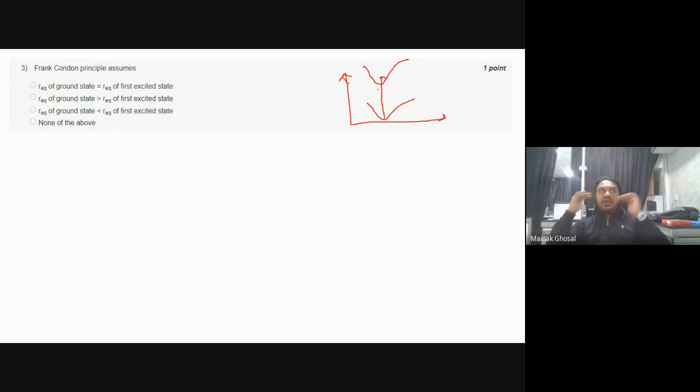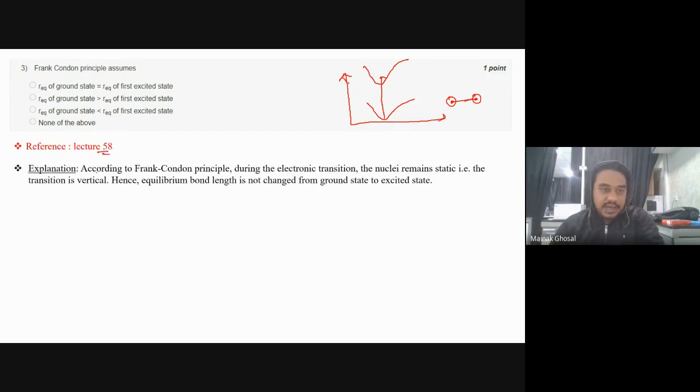That means nuclei are almost fixed. If you understand the physical picture, this is a bond. So the Franck-Condon principle states that this electron transition happens so fast that nuclei are almost fixed. That means internuclear separation is not changing. So R is actually not changing. You can find in reference number 58 that according to the Franck-Condon principle, during electron transition, nuclei remain static, that is, the transition is vertical. Hence, equilibrium bond length is not changing. So ground state bond length and excited state bond length are equal according to the Franck-Condon principle. So this is the answer.